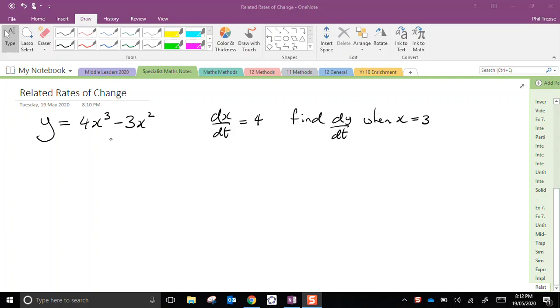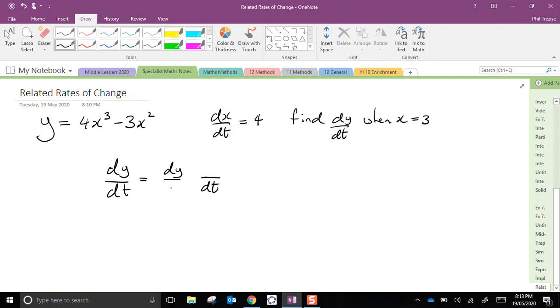Now clearly y and x are related, so as x changes, y will also change. And in particular, we want to know the rate at which y is changing when x equals 3. So we've already got dx/dt, and we want to find dy/dt. So the approach to take is to start with dy/dt, that's what we want. Now let's just write this as dy over something, and then something over dt. So the dy and the dt have slid apart.